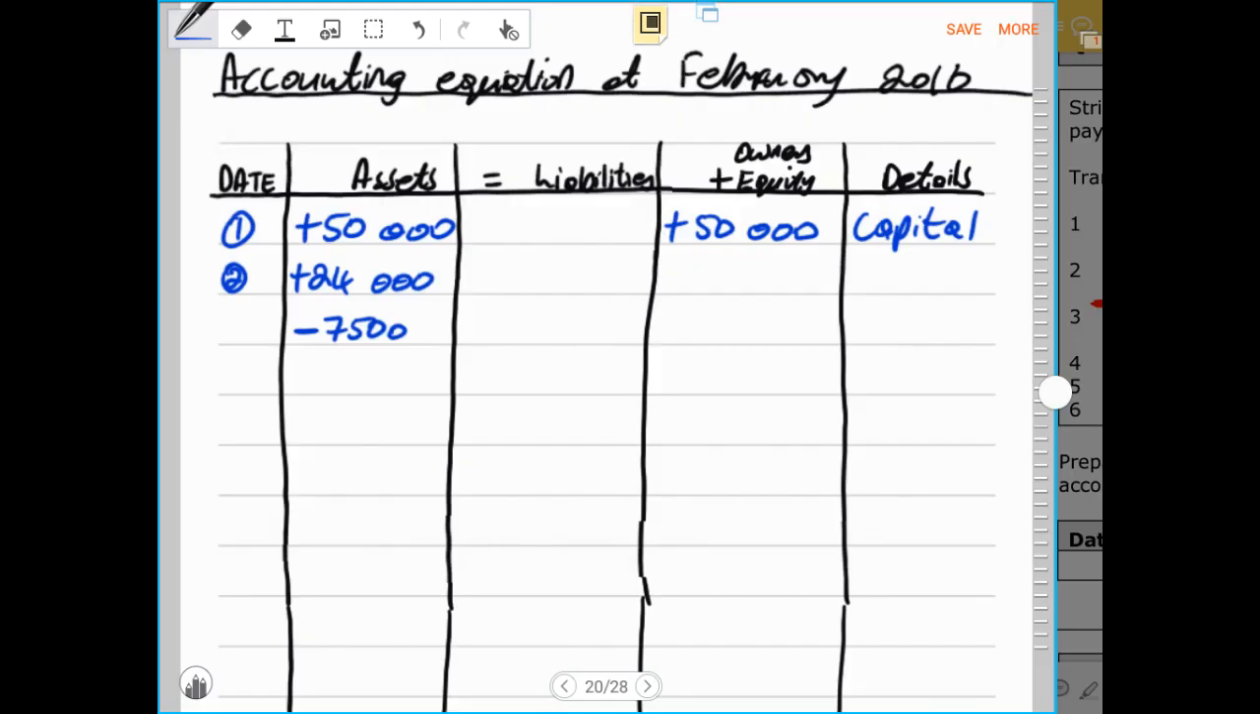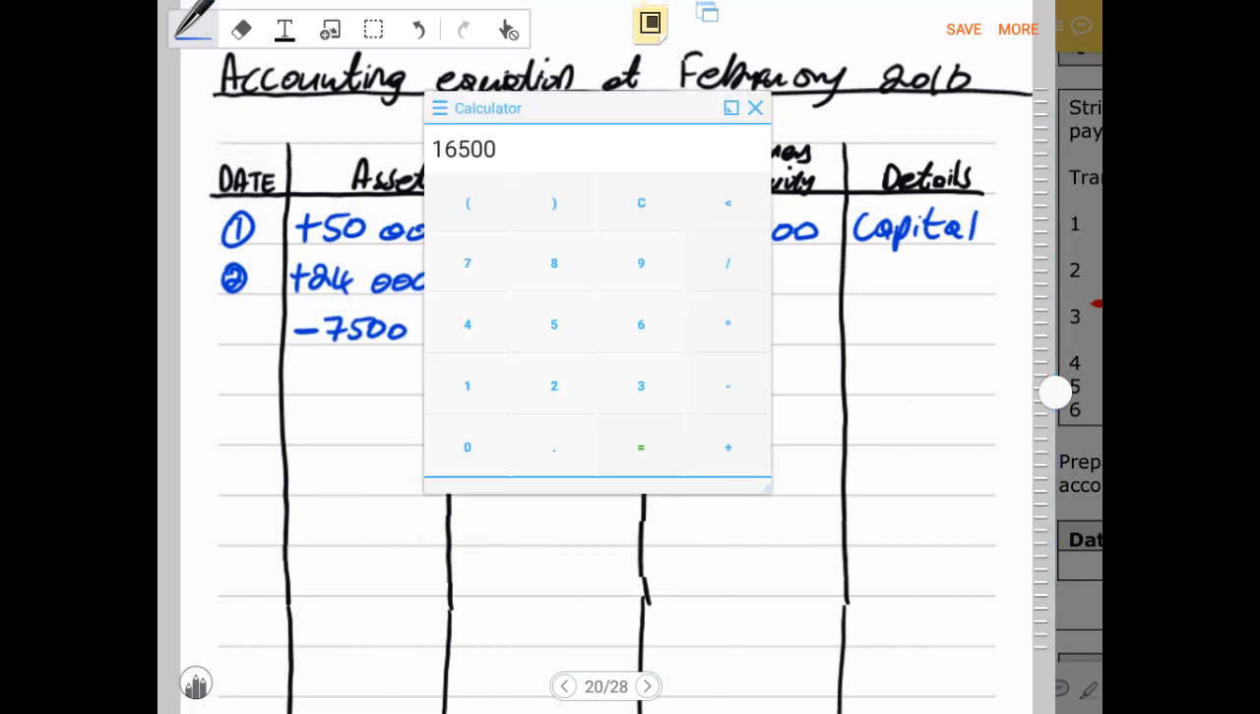So now we have already recorded 24,000, which is an asset. Remember, this 24,000 is the value of the iPads. The 7,500 is the amount that was paid, and that amount is recorded as negative under assets because it is reducing our asset, being the bank account. And the next one will be the liability of 16,500.